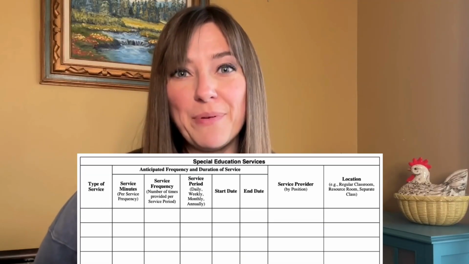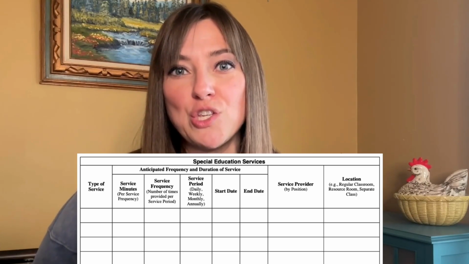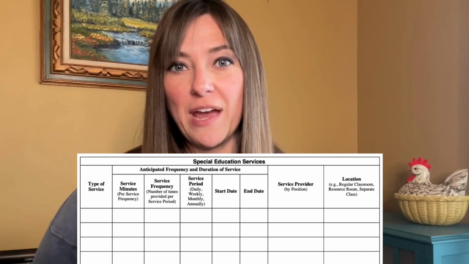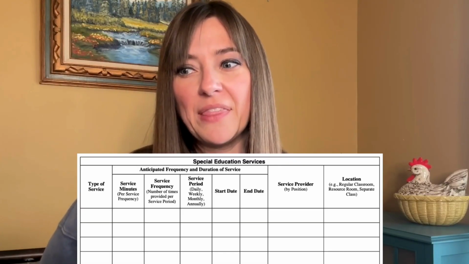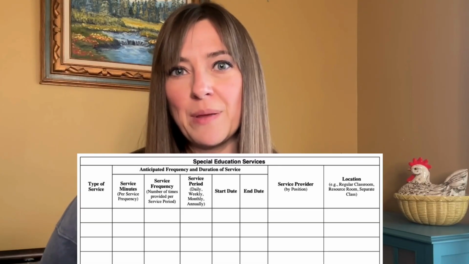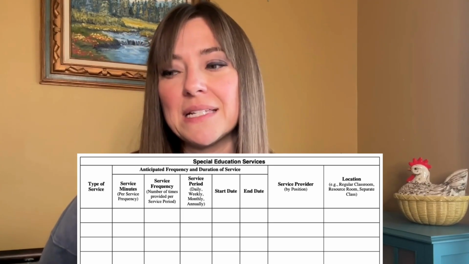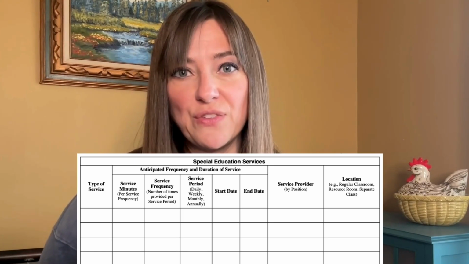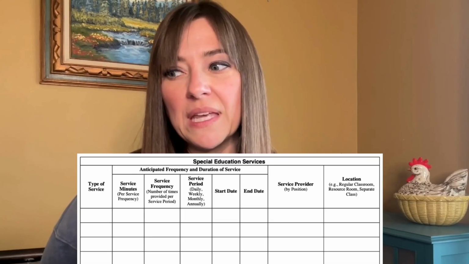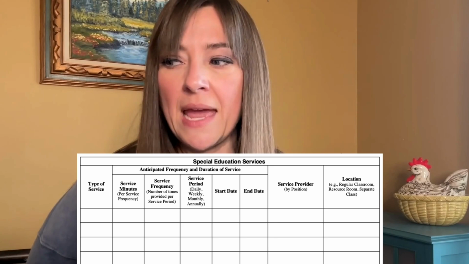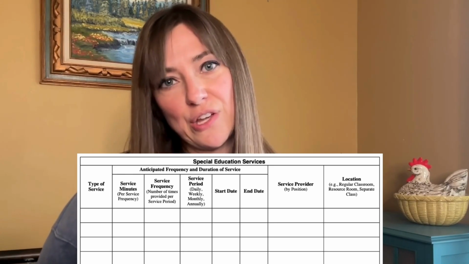So when we talk about what services the child is going to receive, some IEP forms have a beautiful chart that they use to look at the type of service and how often it's going to be implemented for that child. This particular one has the type of service in one column, the service minutes, so 30 minutes, 60 minutes, 15 minutes, how often, the service frequency, the period, is it going to happen daily, weekly, monthly, annually, when it's starting, when it's ending, and who is providing the service.